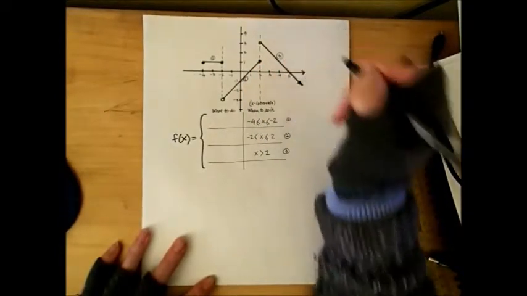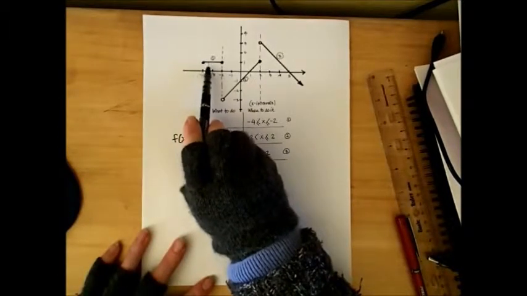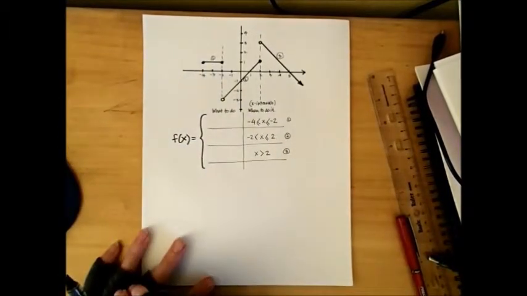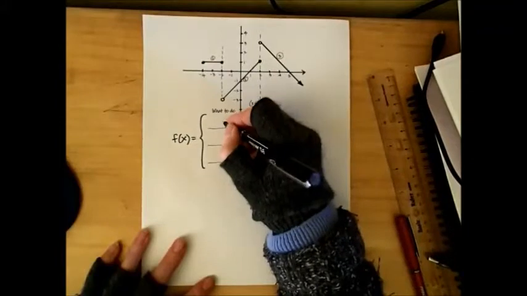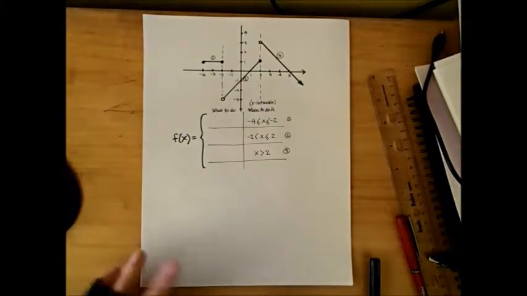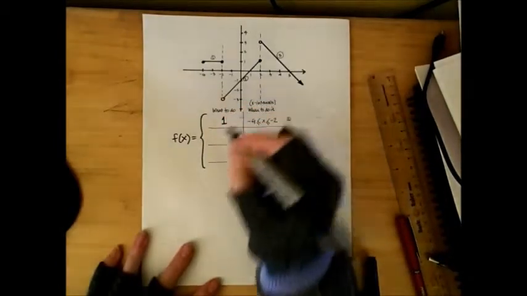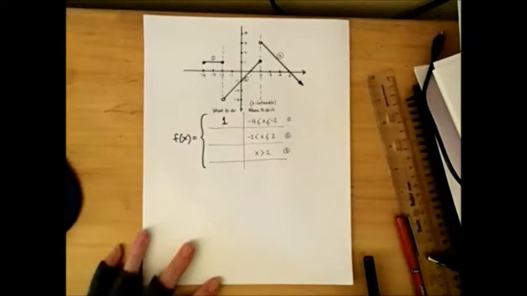So on the first interval here, the graph is behaving like the constant function y is equal to 1. So what do you do? You don't do much. You just let the value of the function be equal to 1. So f of x is equal to 1, and that's what you do on the first interval.